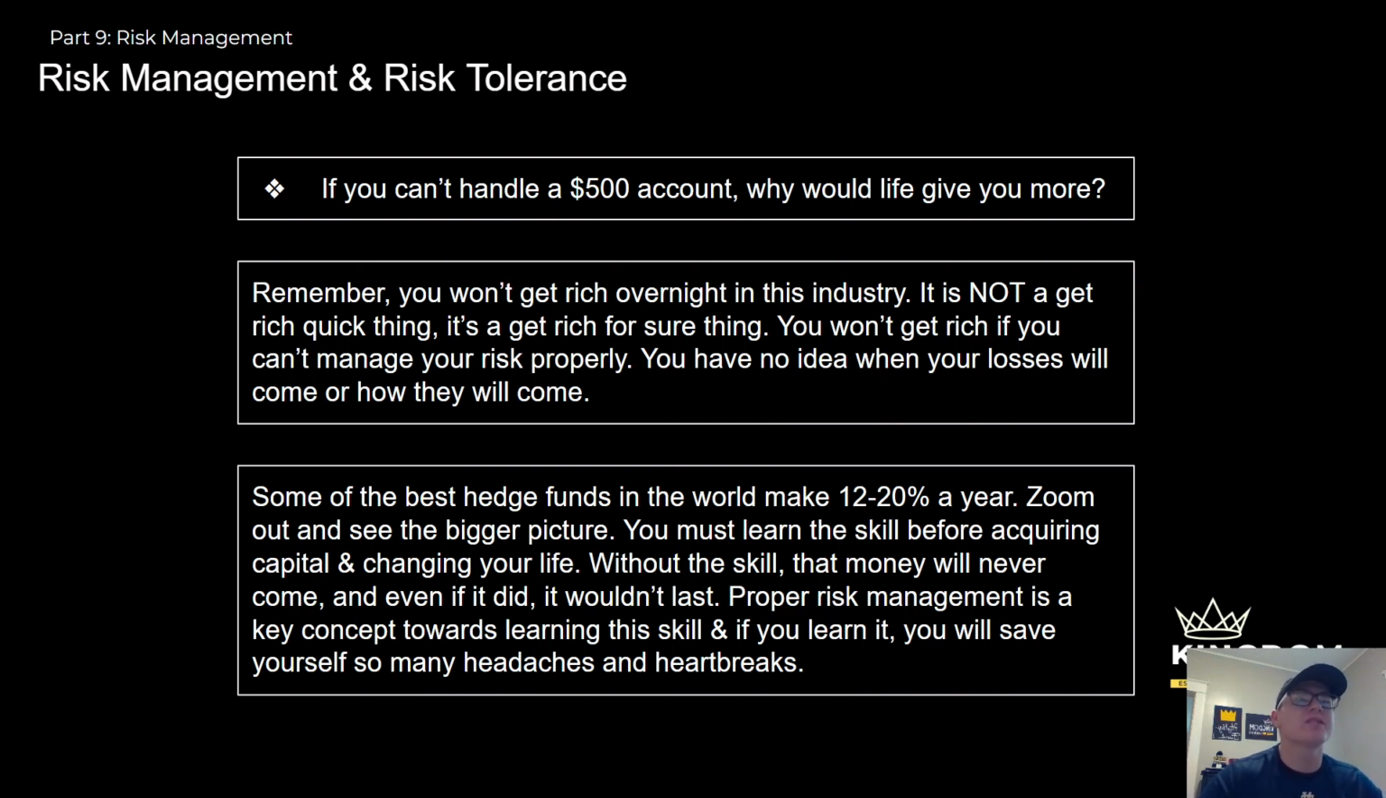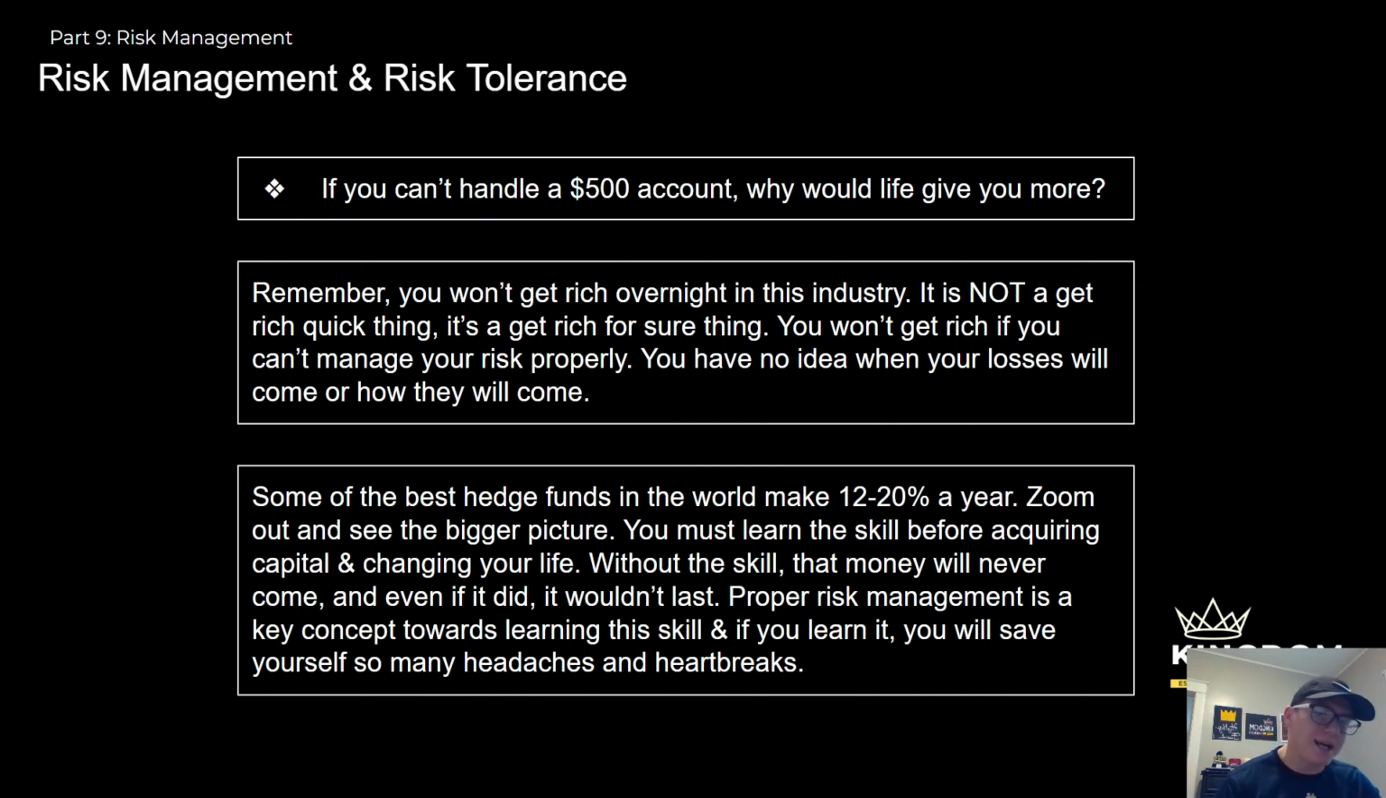Okay, so zoom out, see the bigger picture, and you must learn the skill before acquiring capital and changing your life. Without the skill, that money will never come, and even if it did come to you, it's not going to last because you don't know how to manage it. Okay, proper risk management is a key concept towards learning this skill called trading, and if you learn it, you're going to save yourself so many headaches and so many heartbreaks.